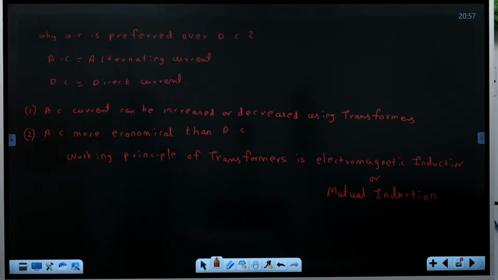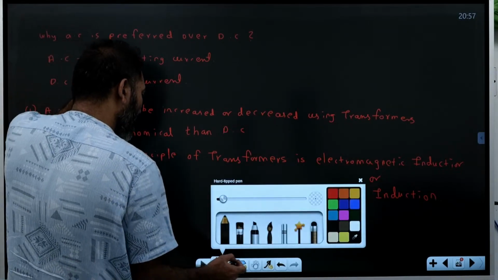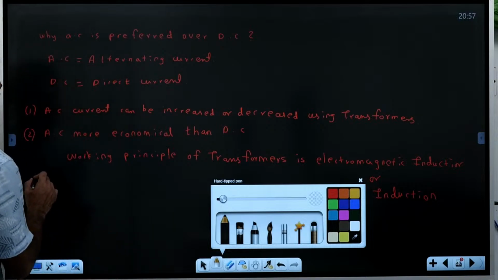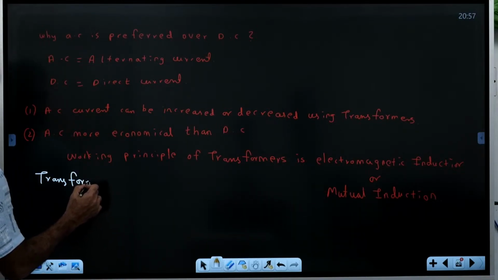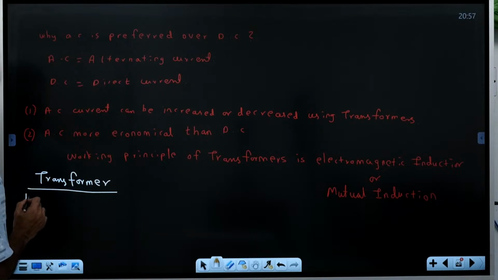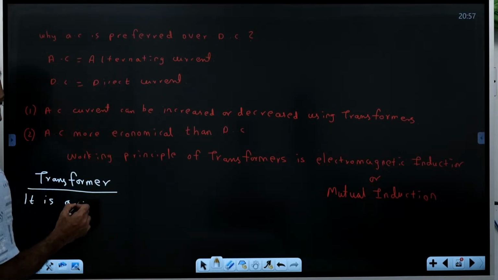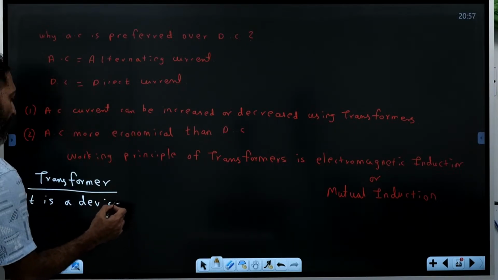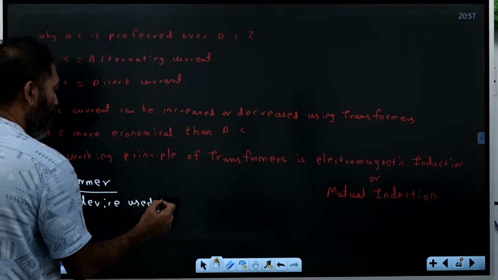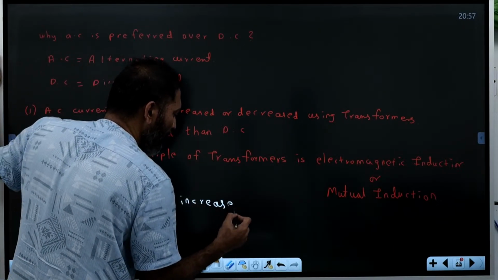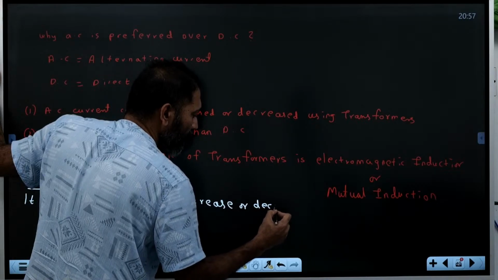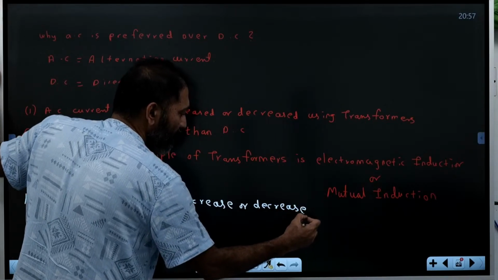Note here. Now you can expect a question: what is meant by a transformer? A transformer is a device used to increase or decrease AC voltages.